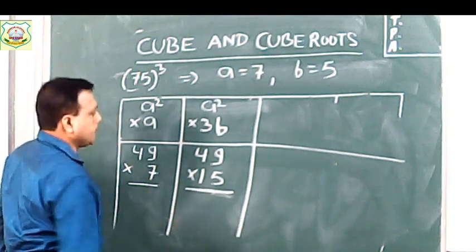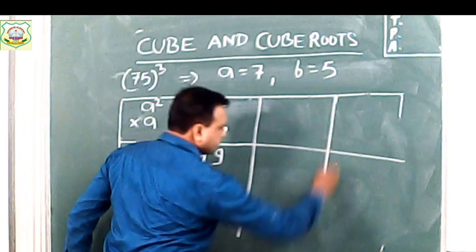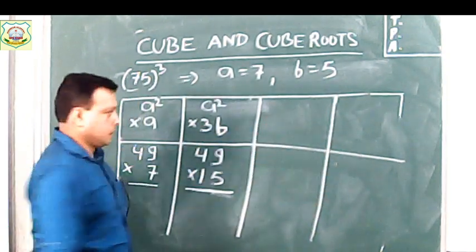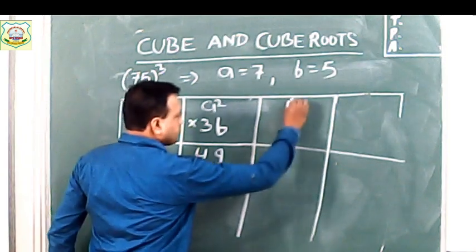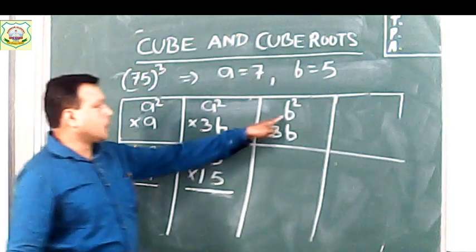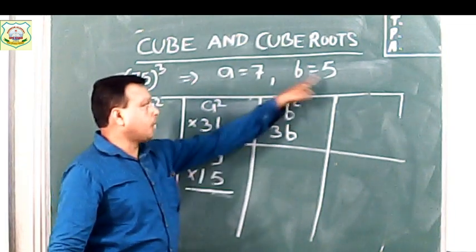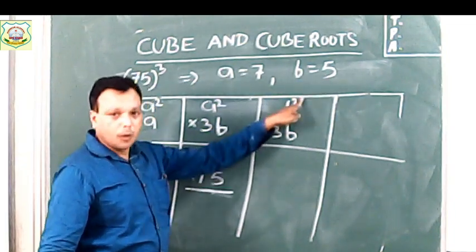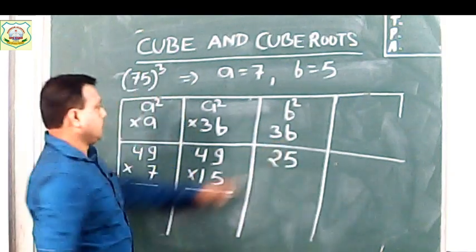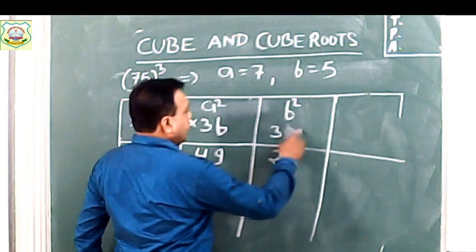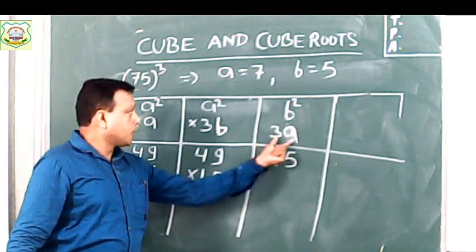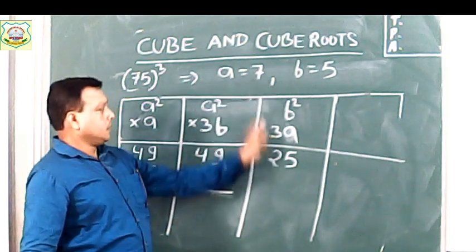3 times 5 are 15. Next, 3ab square: b square and 3a. b square, that is what? The b value is 5. 5 square is 25. 3a, sorry, b square and 3a. 3 into a, that means 3 times 7 is 21.